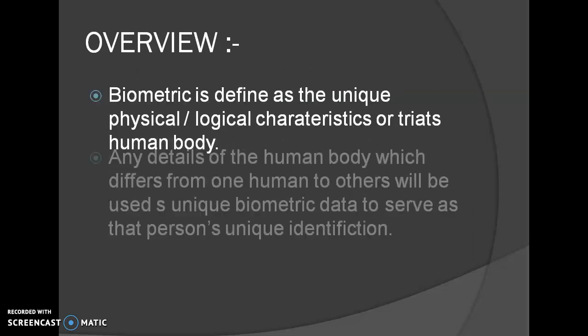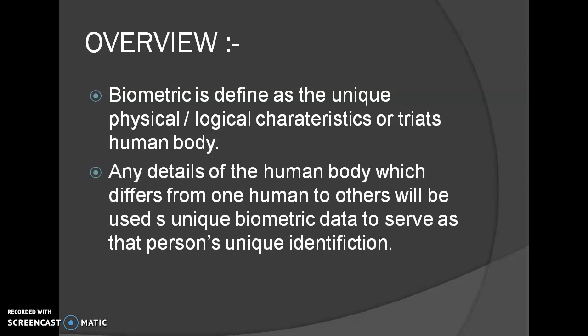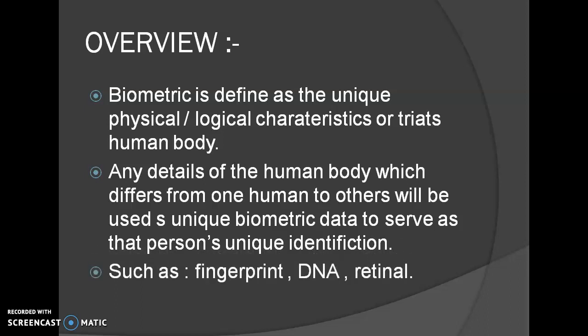Now we see the overview of biometric. Biometric is defined as the unique physical and logical characteristics or traces of the human body. Any detail of the human body which differs from one human to another can be used as unique biometric data to serve as that person's unique identification. For example, fingerprint, DNA and retina.